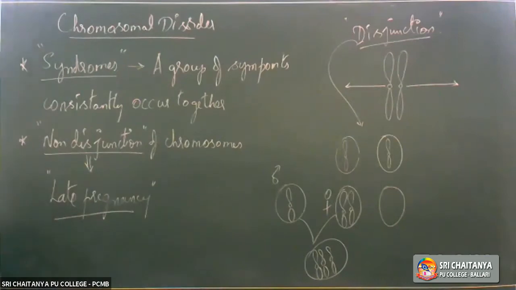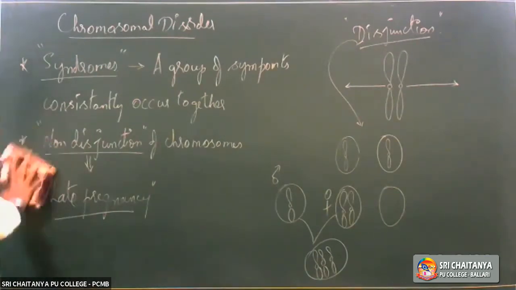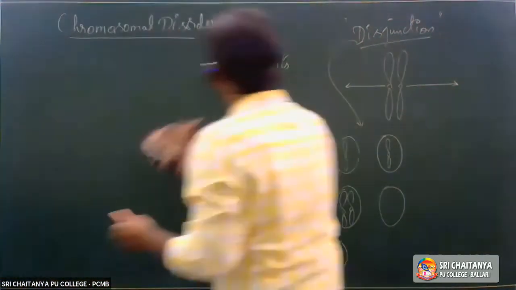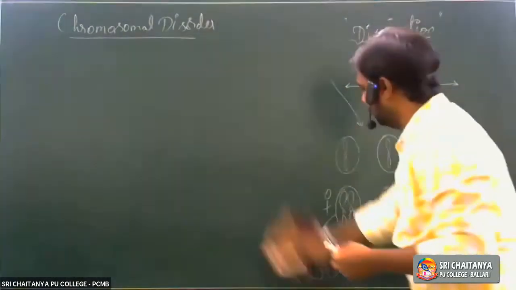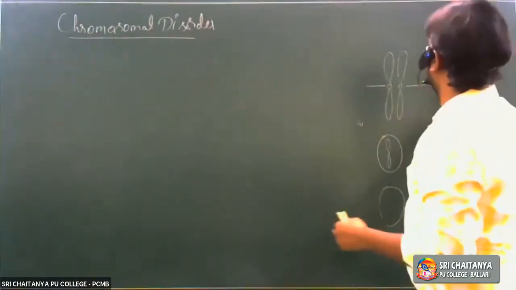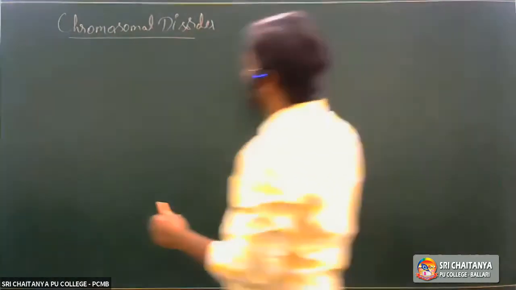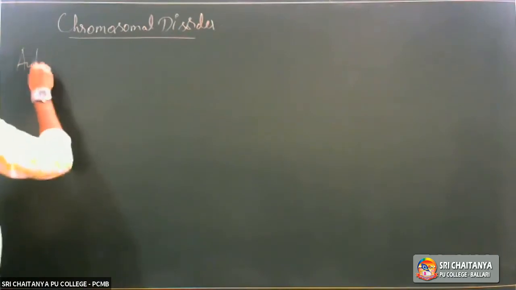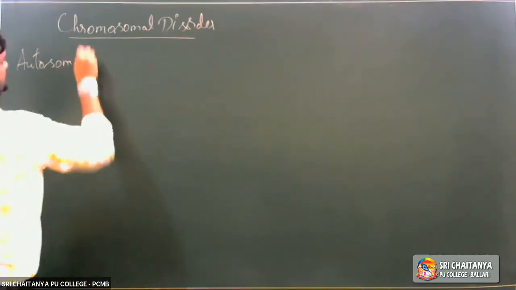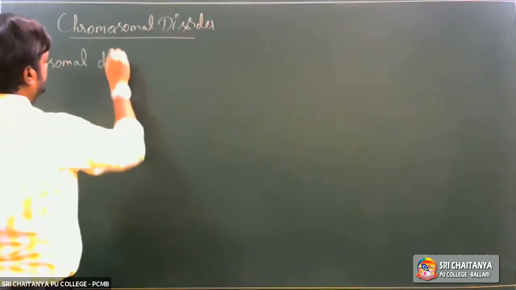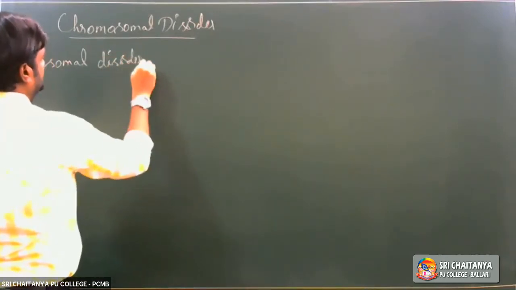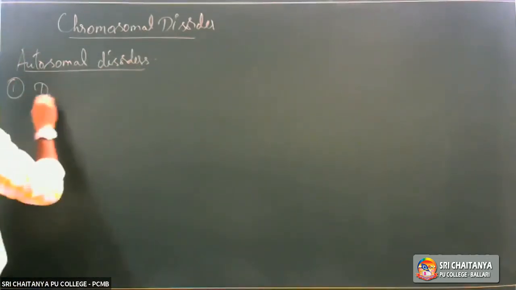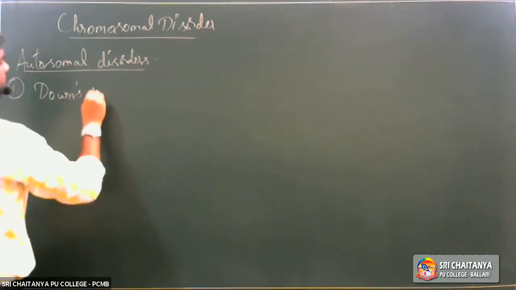Now let's start taking up a few disorders, right? So let us begin with the first type of chromosomal disorders, which is called autosomal chromosomal disorders. Then we'll get into allosomal chromosomal disorders, right? So the first disorder we are going to take up in the list would be autosomal chromosomal disorders. Under this, the first disorder we're going to take up is called Down's syndrome.